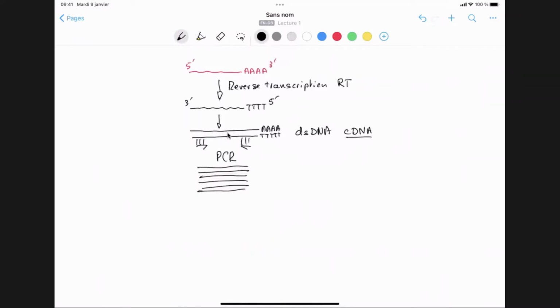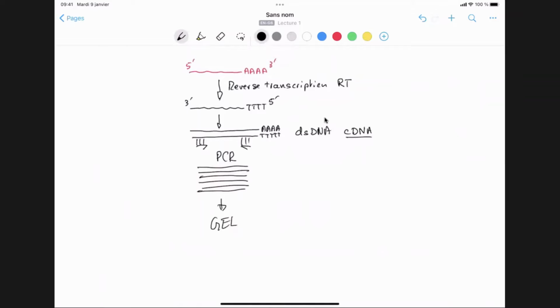And then we do a gel. Okay, so what is important to understand is that the cDNA are the perfect copy of the messenger RNA. So it means that cDNA never contain intronic sequences. That's very important. That's the first point.